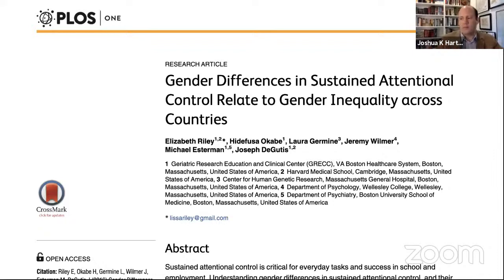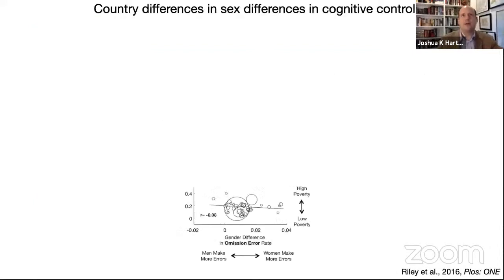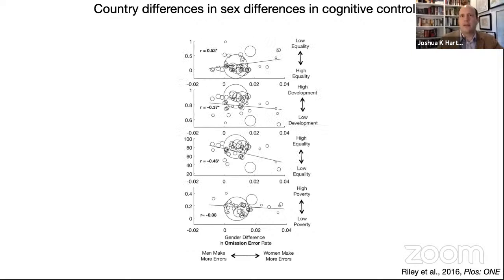So just like a standard attentional control experiment, and looking at the sex differences in attentional control in a population and correlating that with various interesting demographic factors about that correlation, right? So here, for instance, we have sex differences by country against levels of poverty. And you can see poverty actually doesn't seem to be playing a big role here. But they looked at a bunch of other things.